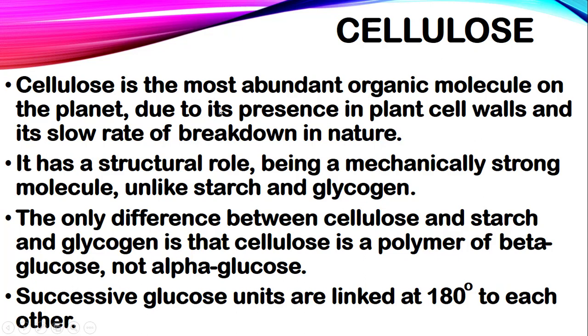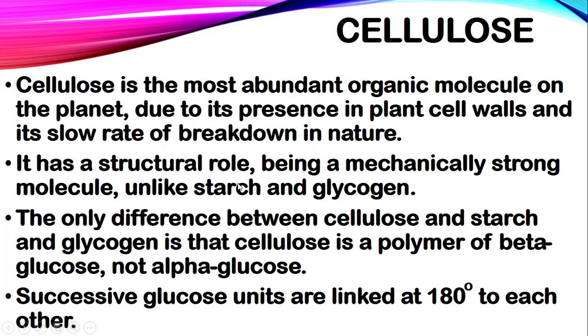Cellulose is the most abundant organic molecule on the planet due to its presence in plant cell walls and its slow rate of breakdown. There are hundreds of thousands of millions of cells in plants, and all of these cells contain cellulose. And number two, slow rate of breakdown in nature, slow decay. Therefore, it is the most abundant organic molecule on the planet.